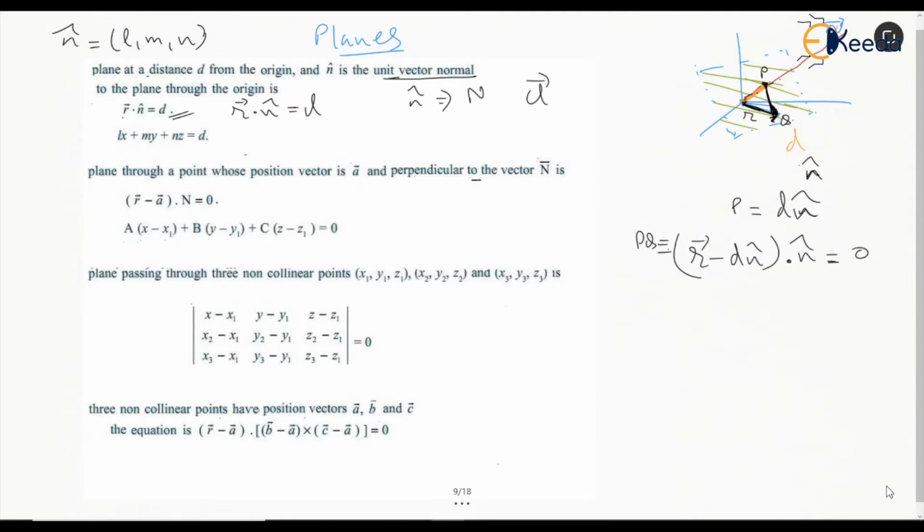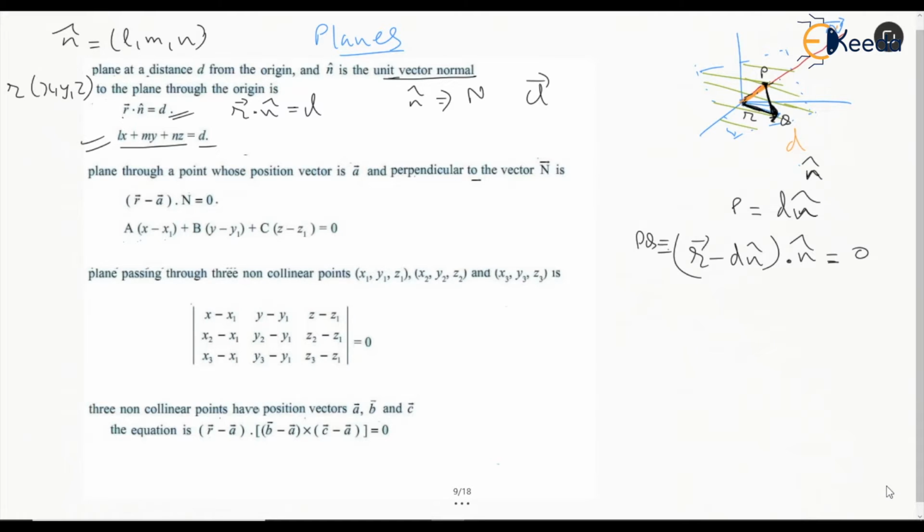Then this r dot n, r is having the components x, y and z. So the dot product is going to be Lx + My + Nz. This is the dot product equal to t, right? So this is in the Cartesian form written.